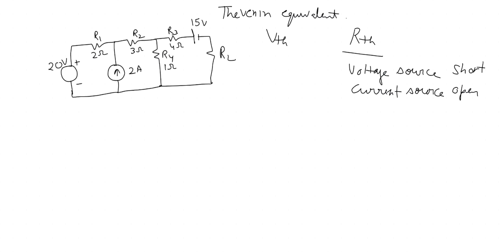And the RL load is removed. So whenever you are finding RThevenin, this is what you need to follow for every circuit. So I'm redrawing the circuit for RThevenin.